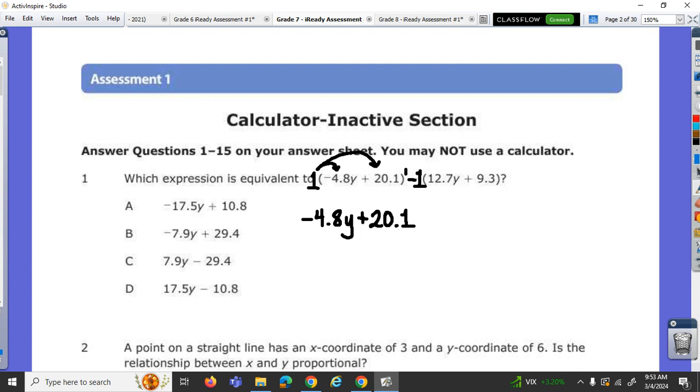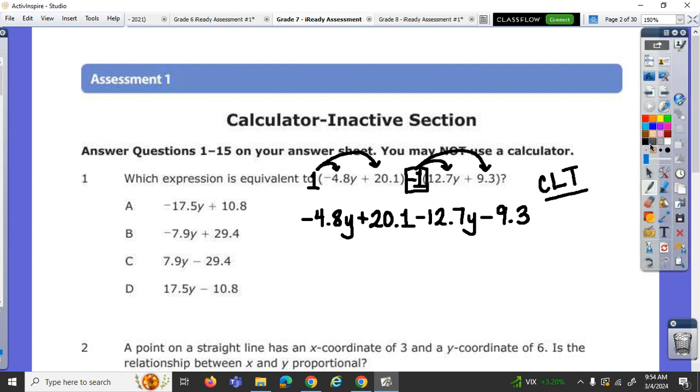If we multiply by a negative 1, that is going to change our sign. So negative 1 times 12.7y is negative 12.7y, and negative 1 times positive 9.3 is negative 9.3. Now we're ready to do our CLT, combine like terms.